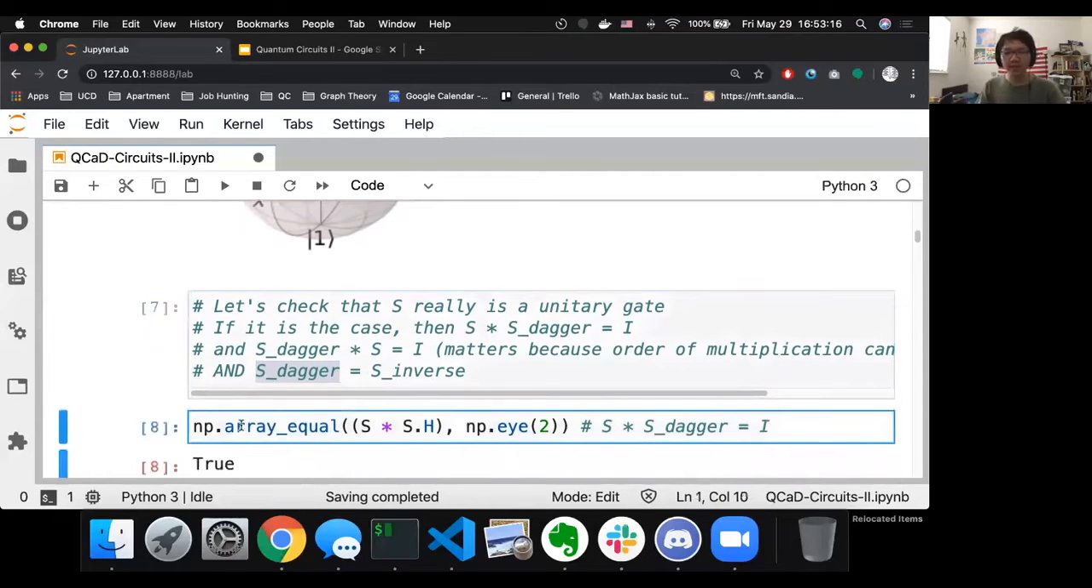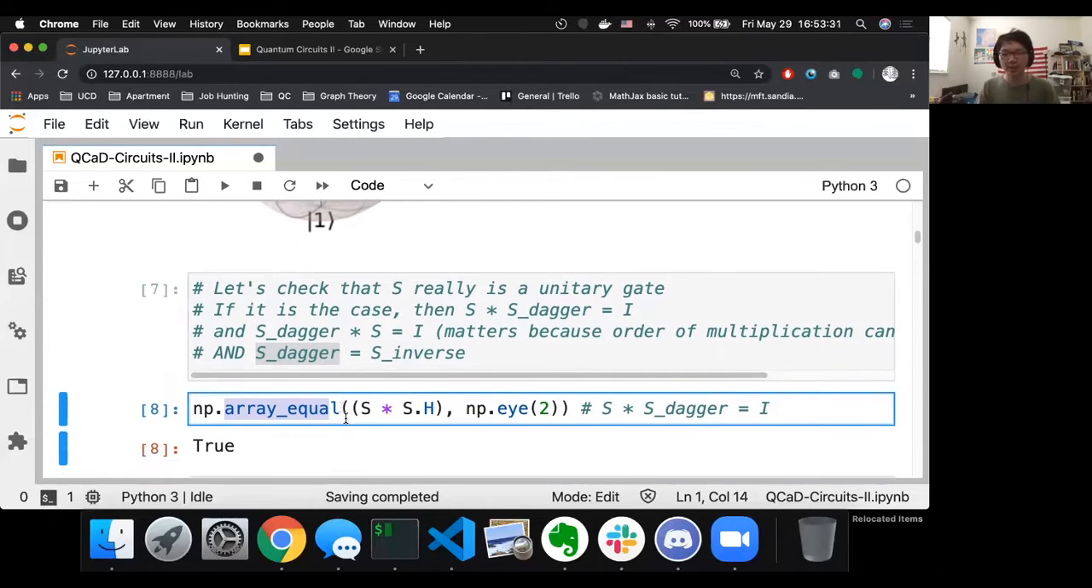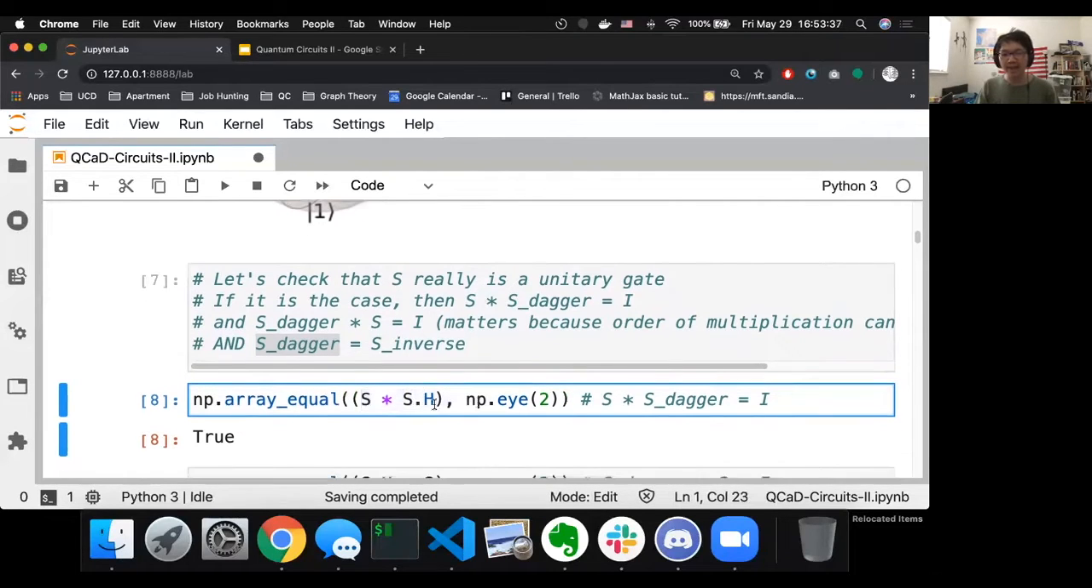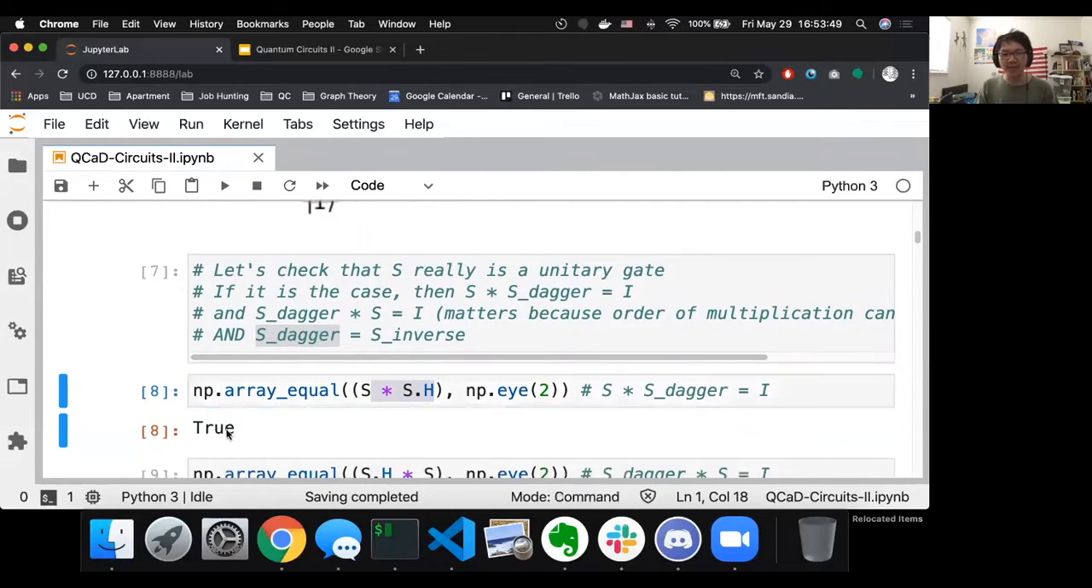So here I've done a little bit of sleight of hand. These are just some nice tools that NumPy gives us. Array equal, despite its rather confusing name, can also perform matrix equality, so it can check that two matrices are identical. So what I've done here is I've said, if I do S times its S dagger, or the Hermitian conjugate, I'm going to compare that to the identity. So I2 gives me a 2 by 2 identity matrix. The dimensions are fine. And we'll notice that we get true.